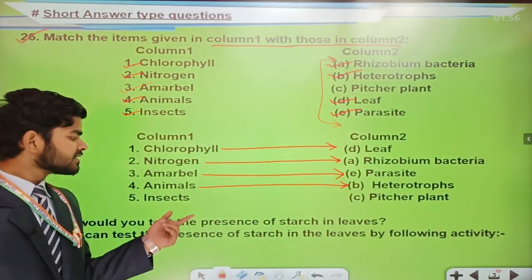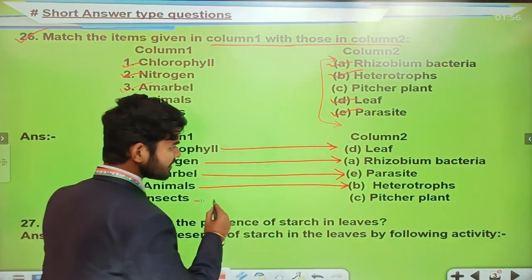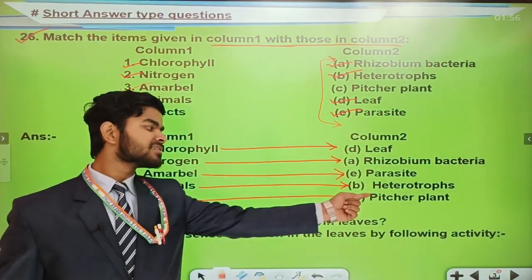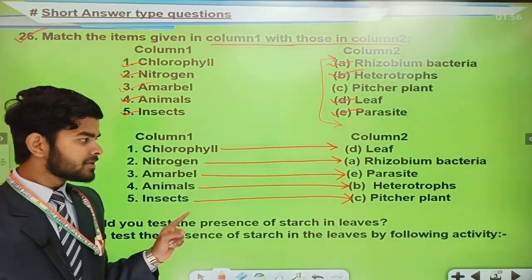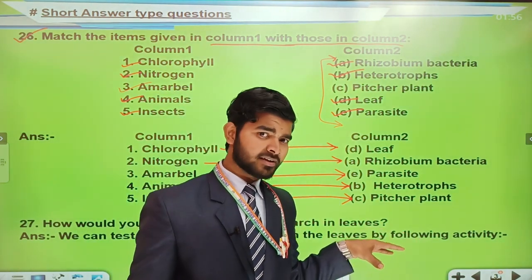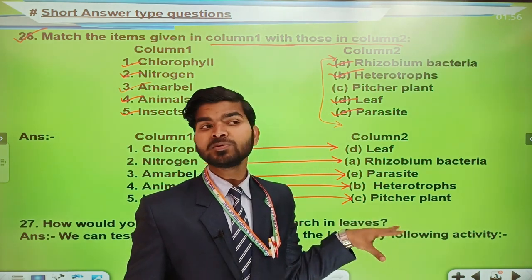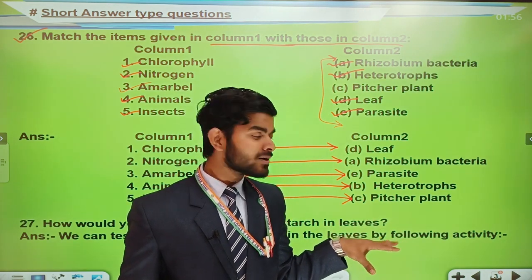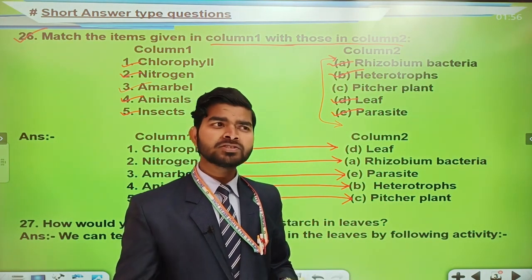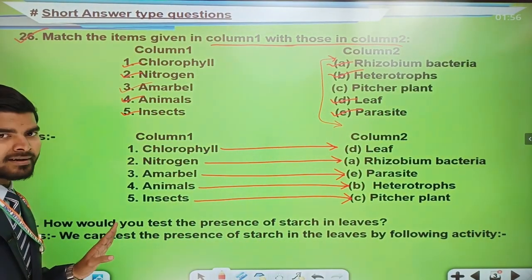Next one given is insects. The correct answer for insects is the pitcher plant, because pitcher plants can eat insects. I have already given you the concept and knowledge about this pitcher plant. I have told you that the pitcher plant is autotrophic as well as partially heterotrophic because they eat insects.